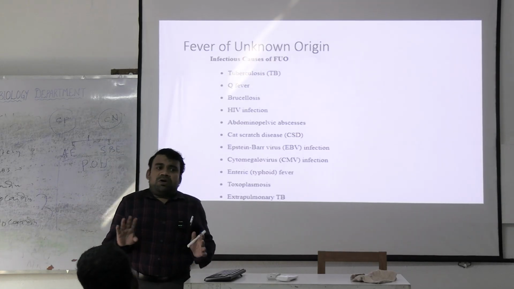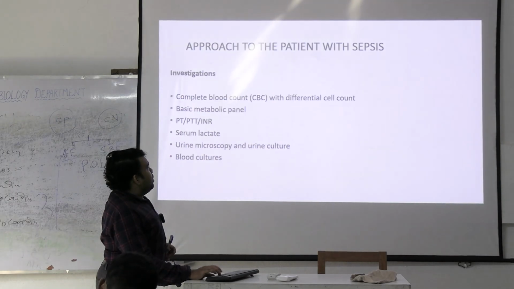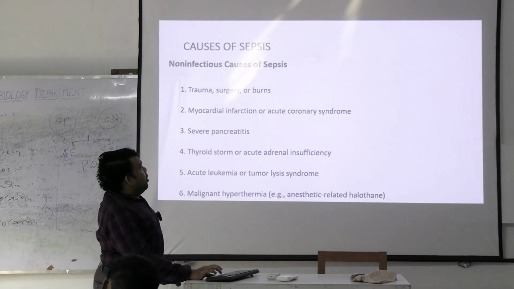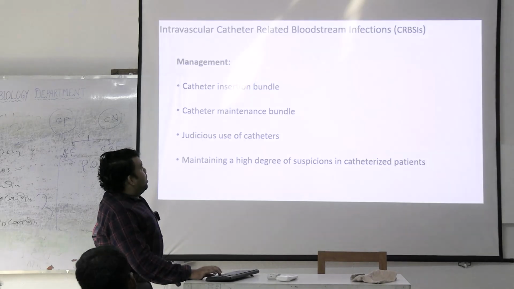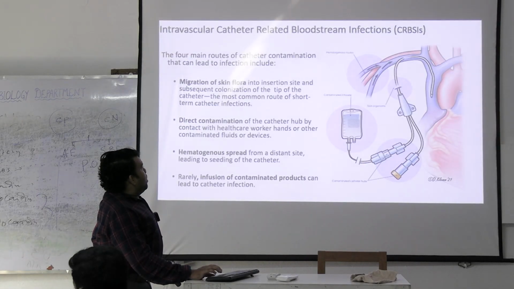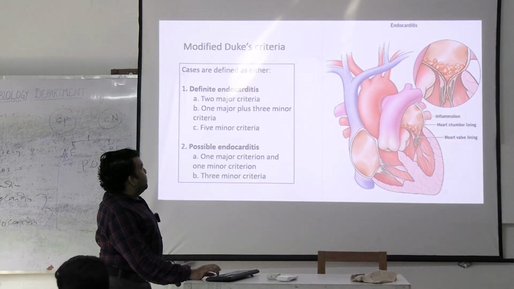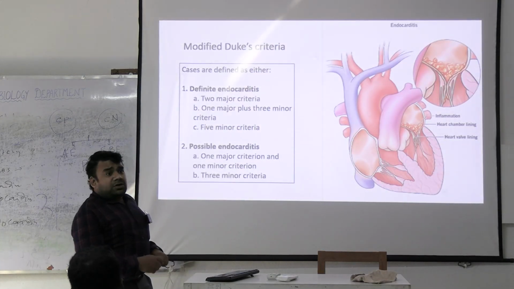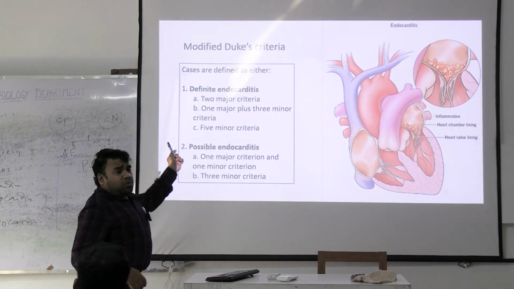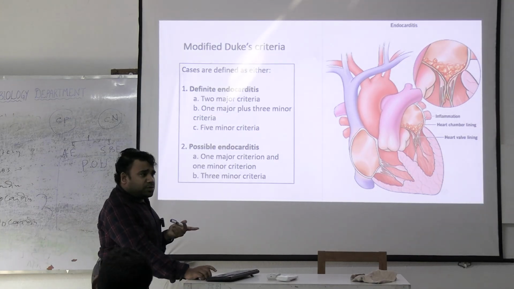So now you have understood two important aspects. First is of infective endocarditis and then of fever of unknown origin. Achha, case definition of Duke's criteria is 2 major, or 1 major plus 3 minor, or 5 minor criteria. This you have to remember.